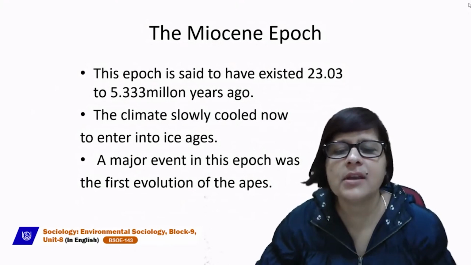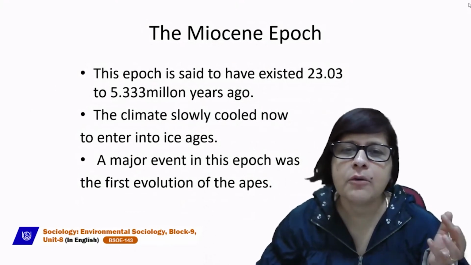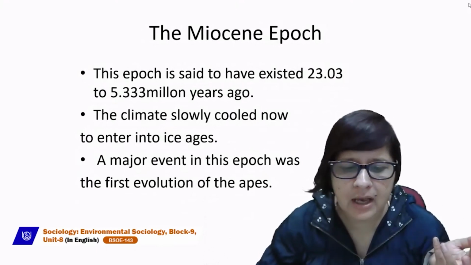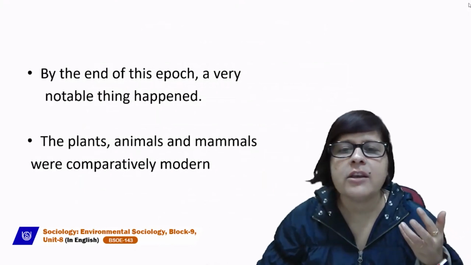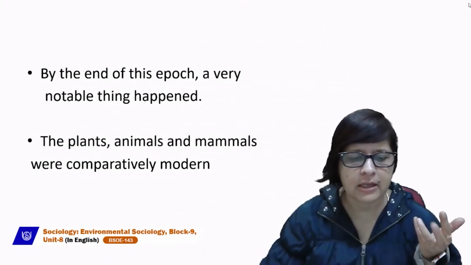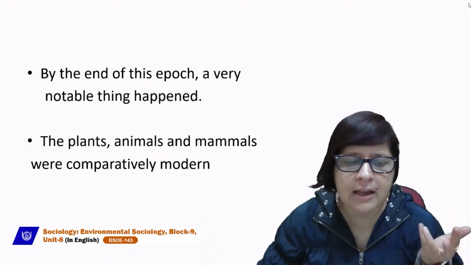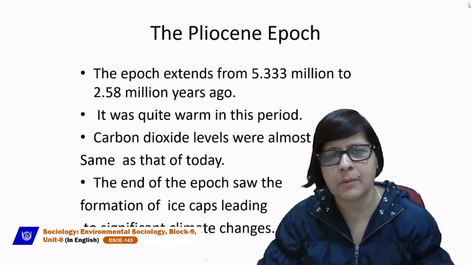Then the Miocene epoch. During the Miocene epoch, the climate slowly cooled down and entered into the ice age, right? And during this, there was the evolution or appearance of the apes, right? The apes appear for the first time. The plants, mammals, and animals are comparatively modern during this epoch.